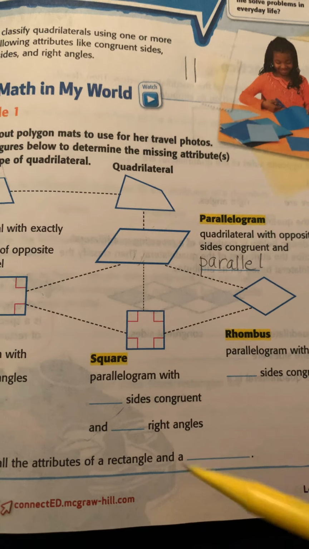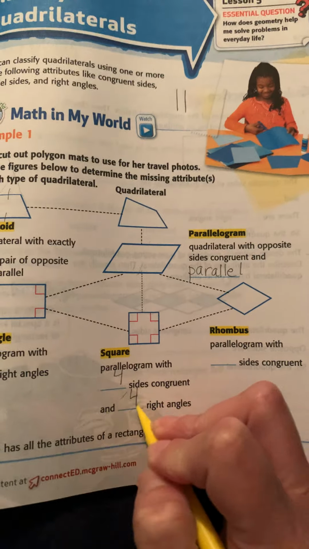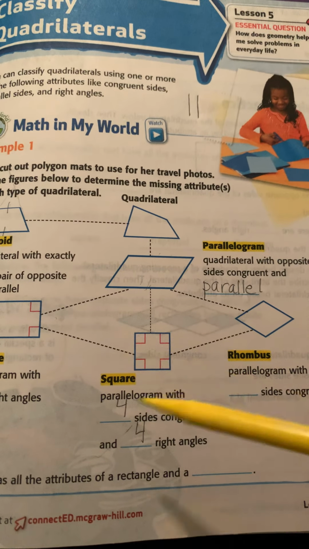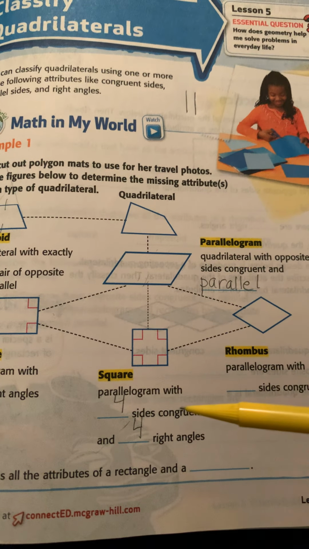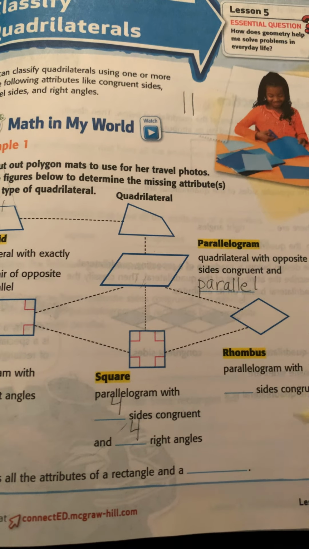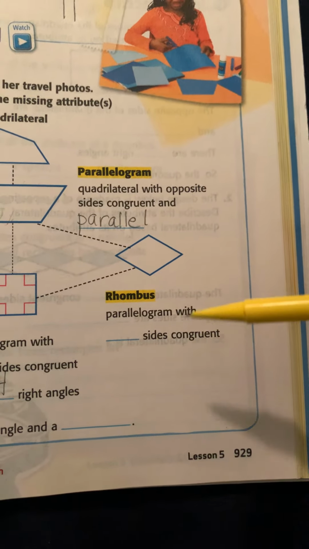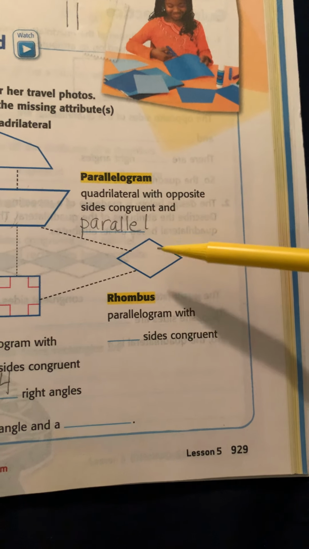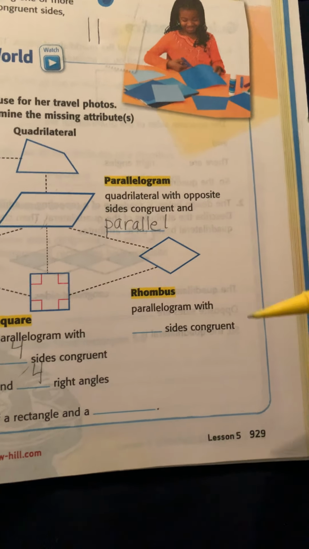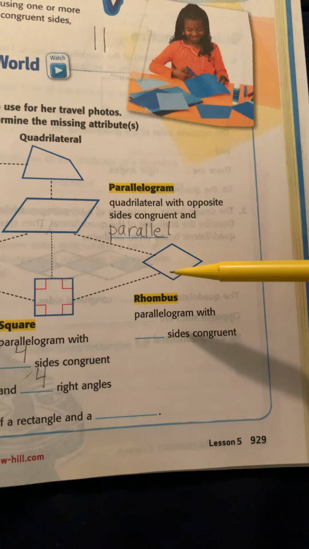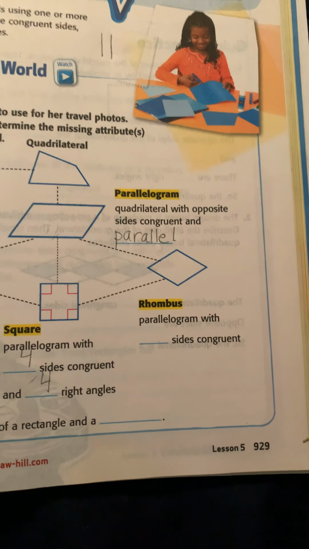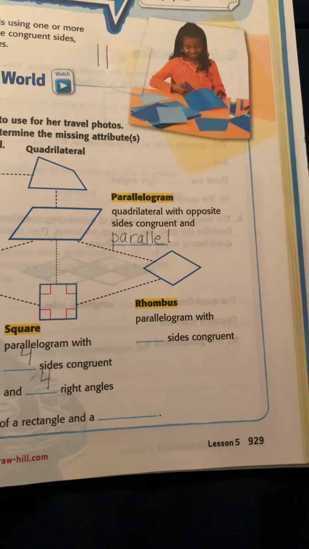Squares, on the other hand, have 4 congruent sides, and they also have 4 right angles. So all sides are the same, and all angles measure 90 degrees. The last type of parallelogram is called a rhombus. And if you take a look, rhombuses look similar to squares, but the one thing that makes them different is that they do not have right angles. It's almost like a square that has been slanted.